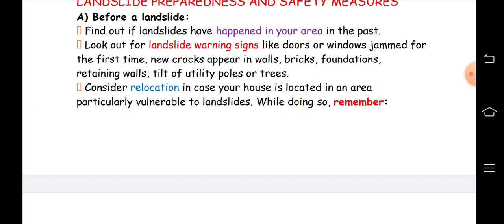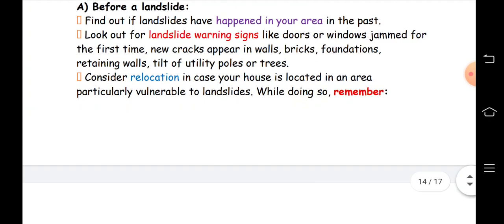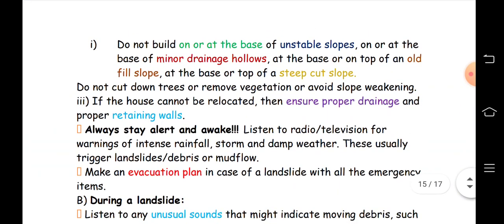Then consider relocation if your house is located in an area particularly vulnerable to landslides. While doing so, remember first of all, do not build on or at the base of an unstable slope. Do not construct your house below a slope that is unstable.